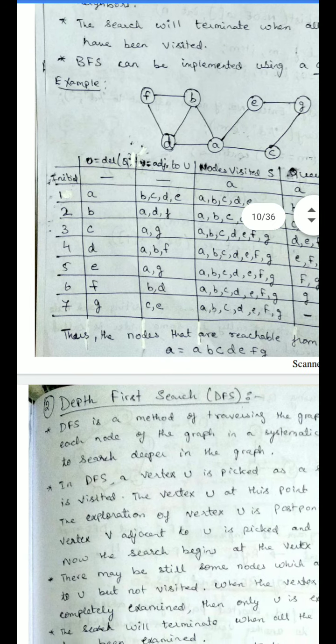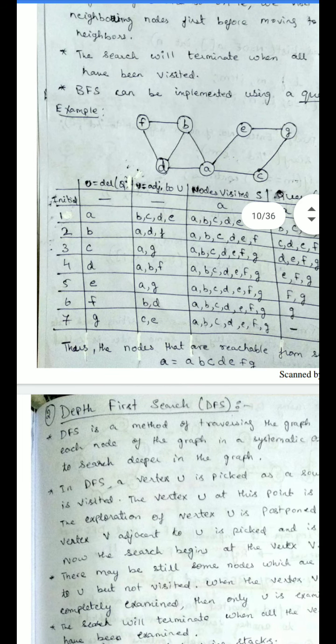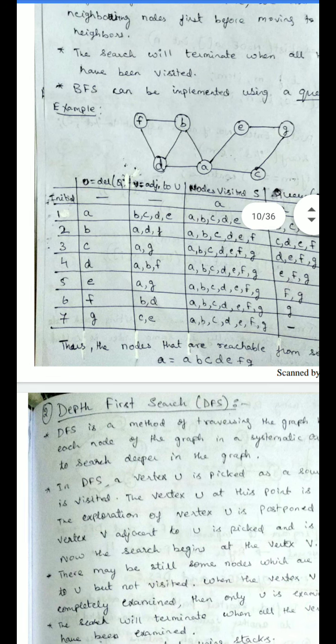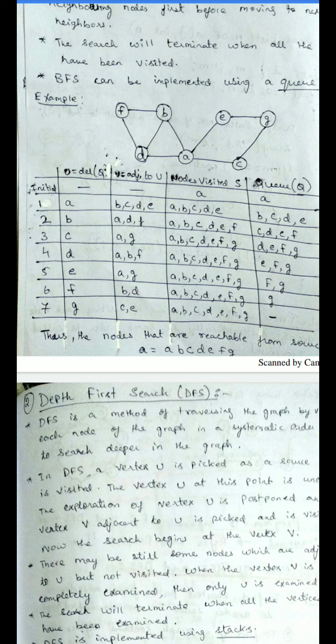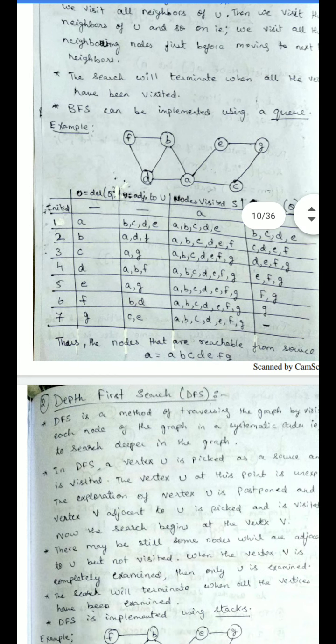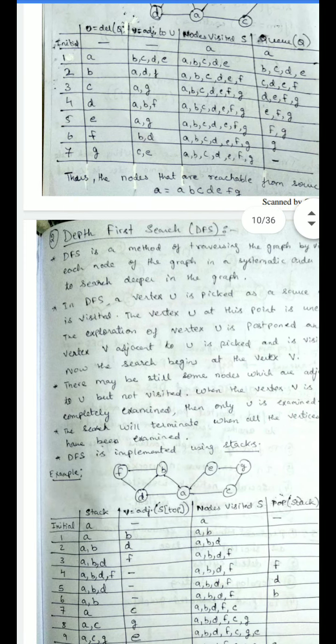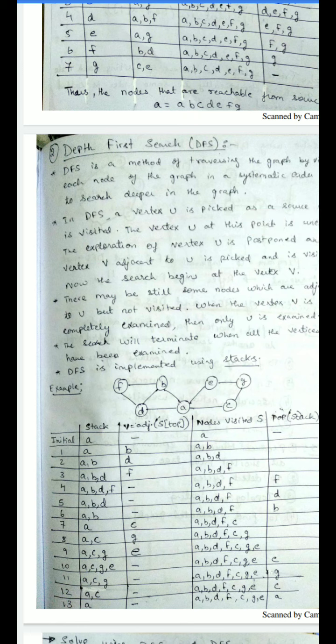Next, depth first search. It is traversing the graph node by node, but it is not visiting all nodes at once. It will go on visiting deeper in the graph by picking one node at a time. So remaining nodes will not be considered, and you can implement this process by using the concept of stacks. See, I have taken the same example here.